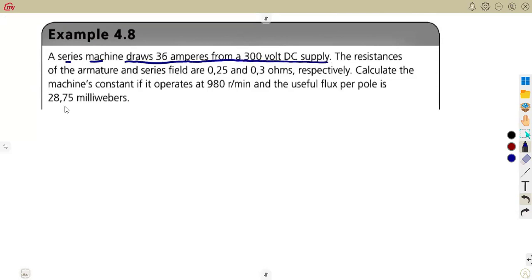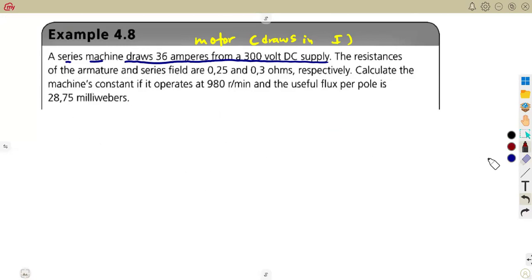It draws current. The one that draws current is what? The motor. So they are specifying in a hidden manner that this is a motor. A motor draws in current. Whereas if it is a generator, it supplies current. A generator supplies current. So be careful about that. So we know that this one is a motor because of that information.